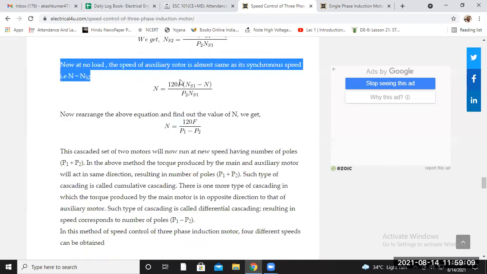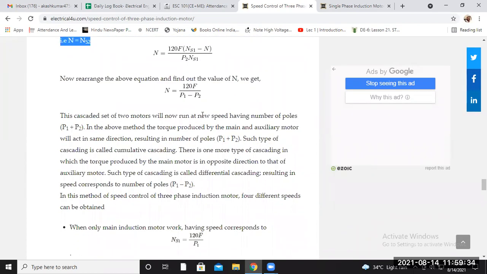Now rearrange the equation, and you will get N equal to 120 f divided by P1 plus P2. Just remember this formula. This is not the elaboration part. So by cascading the two motors, you have the rotor speed, that is 120 f upon P1 plus P2.